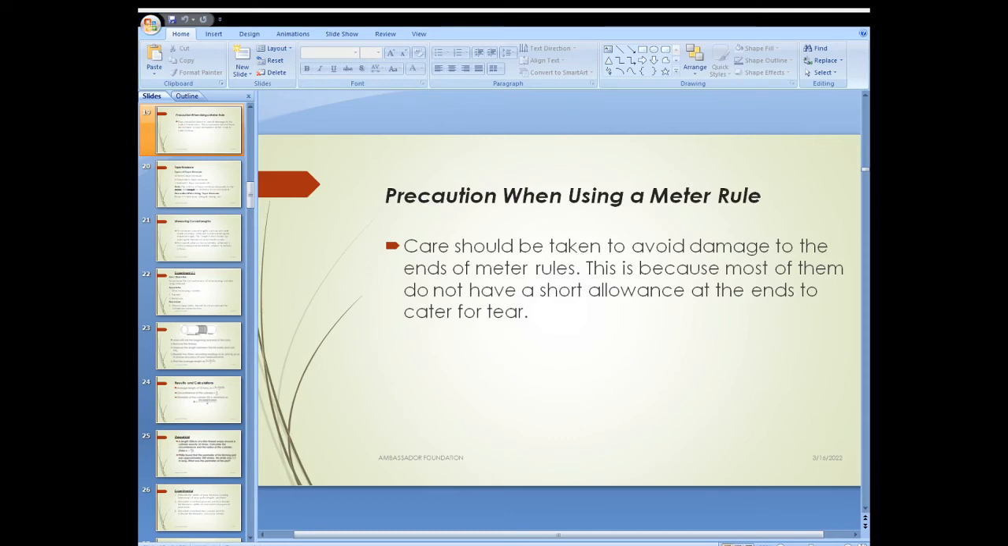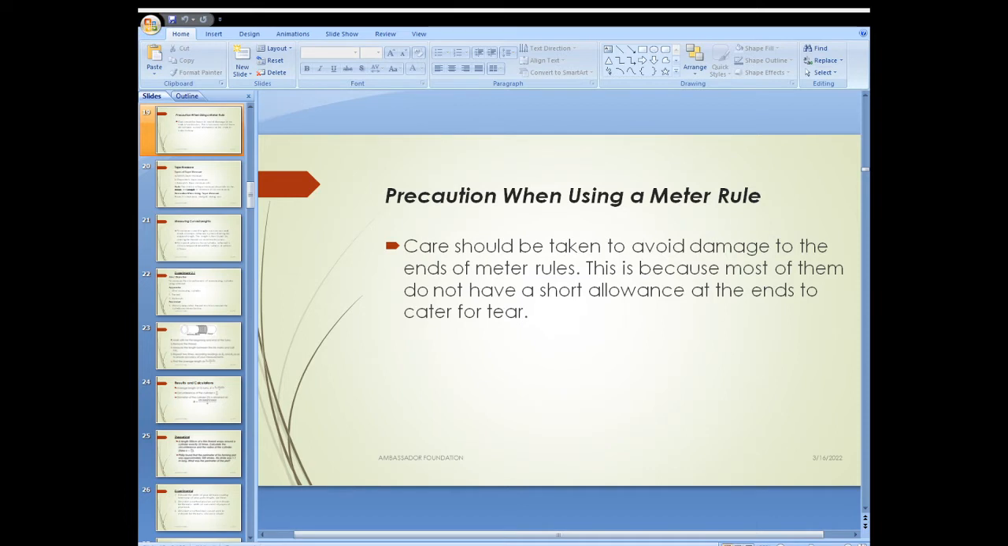When using a meter rule, you are supposed to take care, otherwise the meter rule will be damaged and you may not be able to use it again and again. This follows because meter rules have not been fitted or given allowance. The zero mark starts exactly at the edge of the meter rule. So when using them, we take care not to damage the ends of the meter rule because there is no allowance to cater for that.